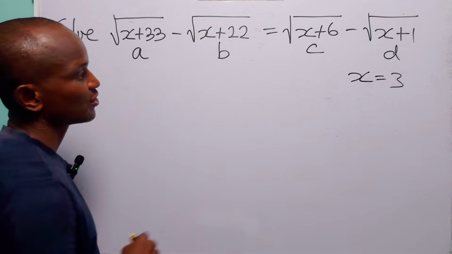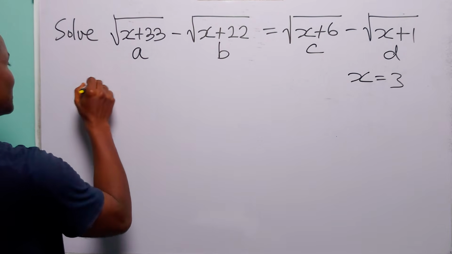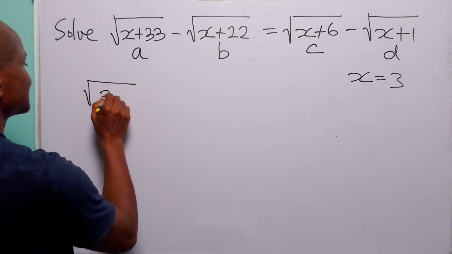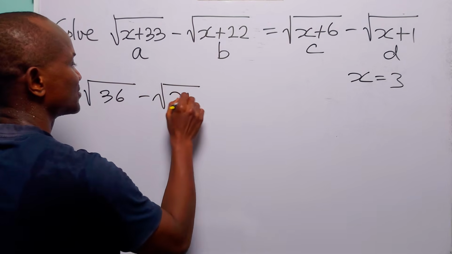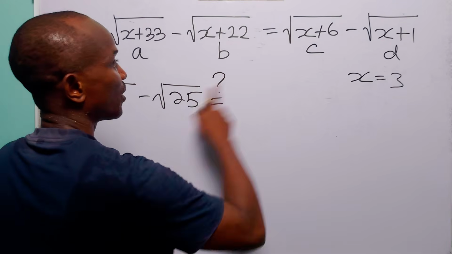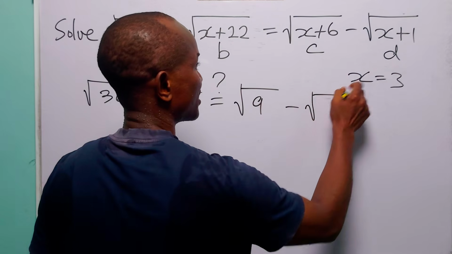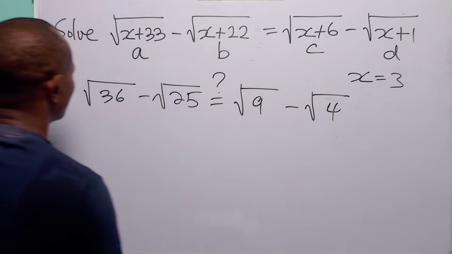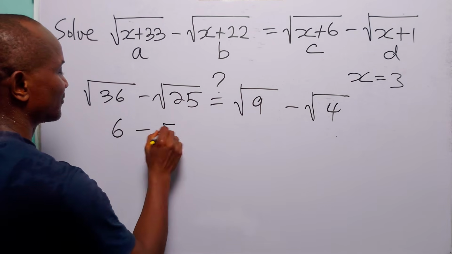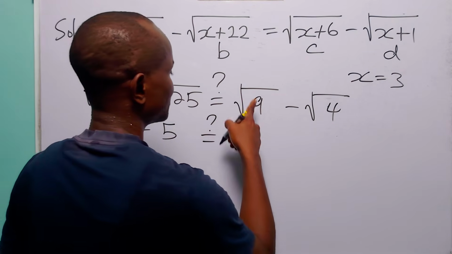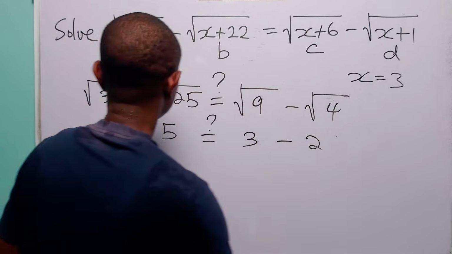Now to check our answer, let us substitute 3 for x in the original equation. Here we have the square root of 3 plus 33, that is 36, minus the square root of 3 plus 22, that is 25. Now, is this equal to the square root of 3 plus 6, which is 9, minus the square root of 3 plus 1, which is 4? Now, the square root of 36 is 6. The square root of 25 is 5. Is this equal to the square root of 9 is 3 and the square root of 4 is 2?